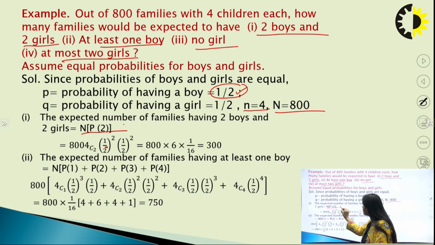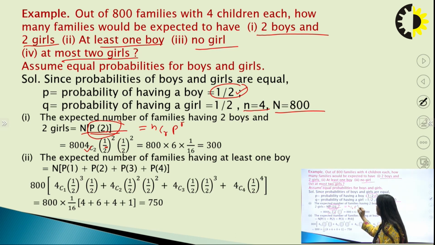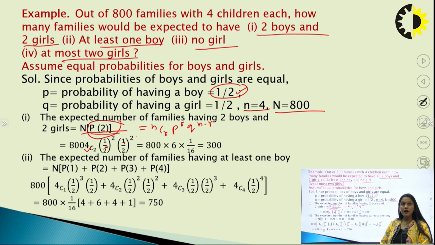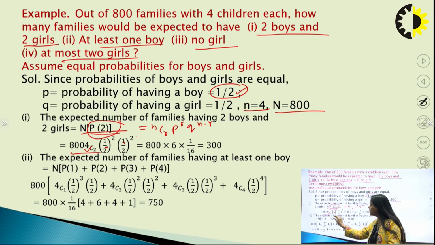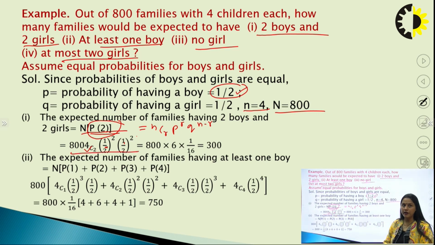So the probability of having 2 boys from one family will be 4C2, and we are using the binomial distribution. According to the binomial distribution, it will be NCR P to the power R Q to the power N minus R. So this is 4C2 half to the power 2 and half to the power 2, the family which can have 2 boys. And we are talking about 800 families, so it will be multiplied by 800 and we get the expected number of families having 2 boys and 2 girls is equal to 300.